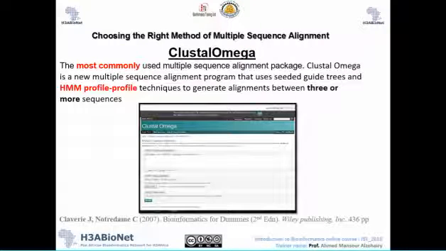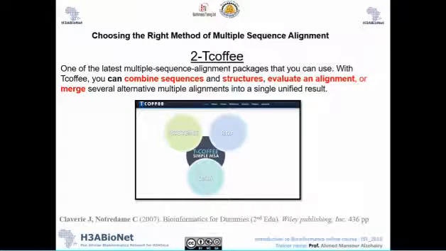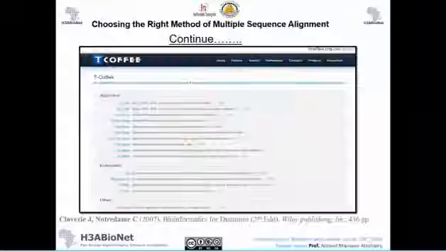Of course, there are a lot of good programs for that. As we said before, ClustalOmega is one of them, the most commonly used, and it uses a hidden Markov profile to profile technique. And of course, T-Coffee is the second most famous. It combines sequences and structure, and you can also get an evaluation of your sequence alignment from T-Coffee. It has many techniques in this package, and it's free, so that's good news.